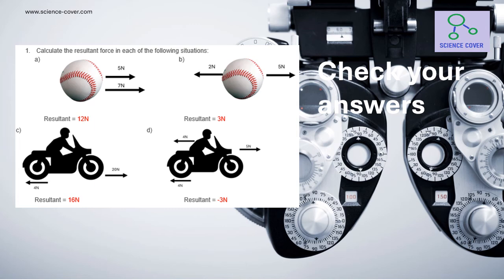We have a motorbike with 20 newtons forward and 4 newtons backwards. So we can do 20 minus 4, which is 16 newtons. And in D, we've got a 5 Newton force forward, and 4 newtons and 4 newtons acting backwards, that's 8 newtons. So 5 minus 8 equals minus 3 newtons.